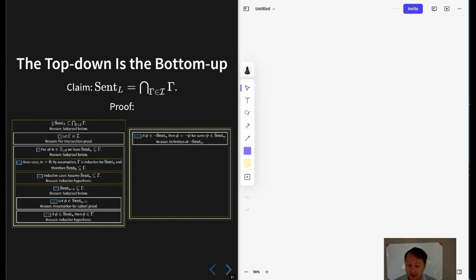Psi is therefore in gamma by the inductive hypothesis, right? Psi coming from cent N. Gamma is inductive, therefore closed under forming negations, therefore negation psi is in gamma. But negation psi is just the same thing as phi. So we're done, right? Phi is in gamma, which is what we were trying to show.